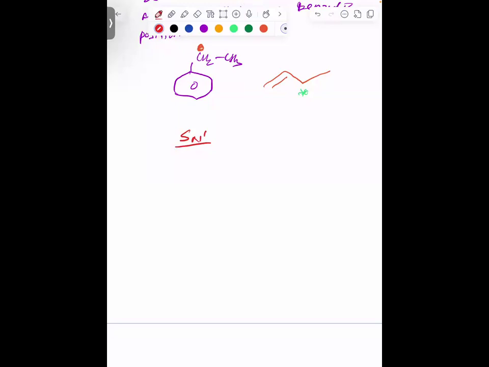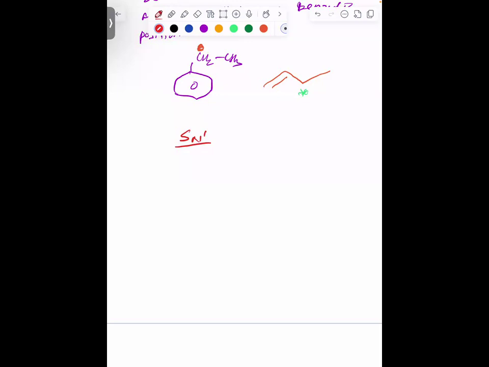Second is the nature of the solvent. This reaction takes place in the presence of a polar protic solvent. The polar protic solvent helps in dissociating the bond between carbon and halogen. The third point is the nature of the leaving group.